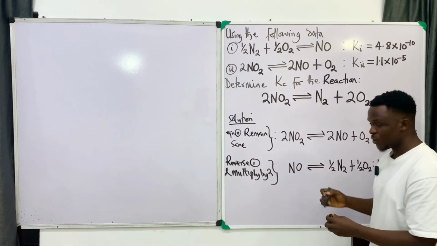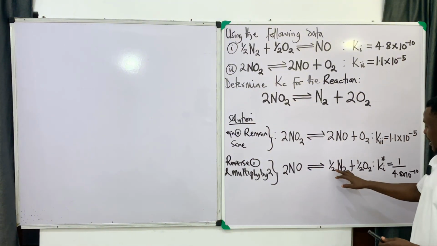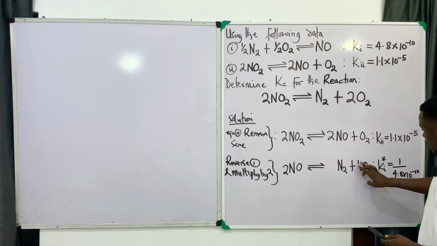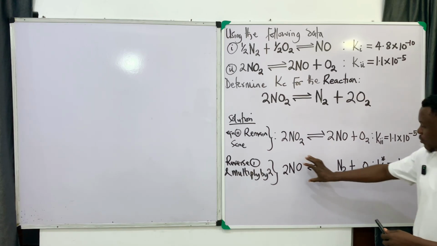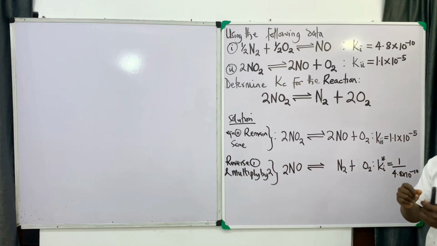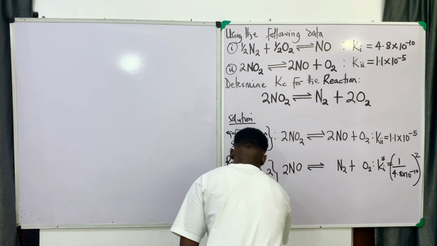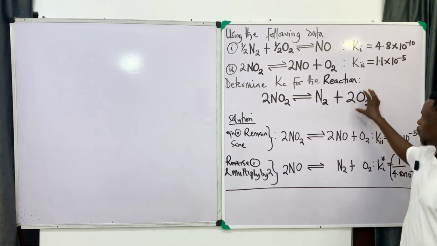So if you multiply this entire equation by 2, 2 times 1 is 2 here, right? 2 times half is 1, so I'm going to clean this off. Remember, anytime you multiply an equation by a factor, you're going to raise the equilibrium constant by that factor. So having done that, we are now going to come here and say, this is raised to the power of 2, right? So therefore, let's get our overall equation. Now, this is the overall equation.